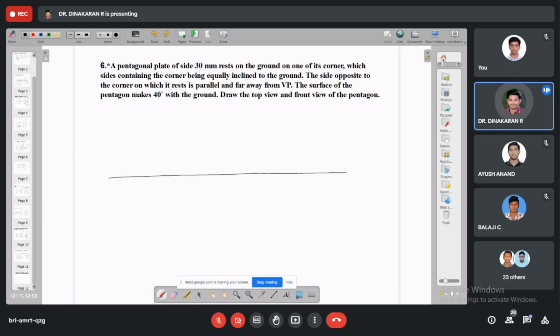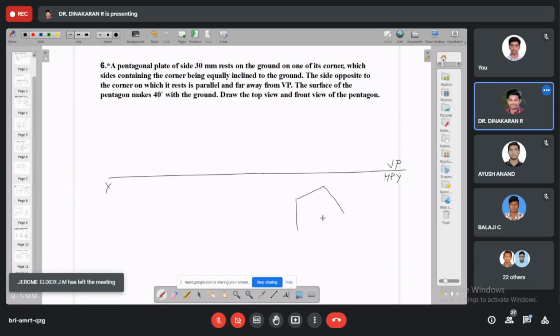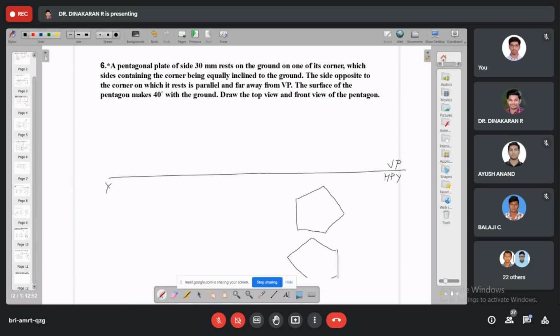So first we draw the XY line as the VHP. The corner is resting, so will the corner be on the left side or the right side? Corner on the left side. So do you want to draw the first case or the second case? For this question, one of its corners rests, so the second case. Yes, second case. So the corner will be on the left side.